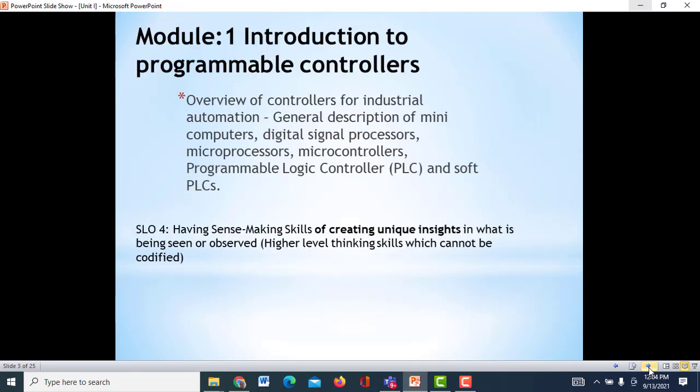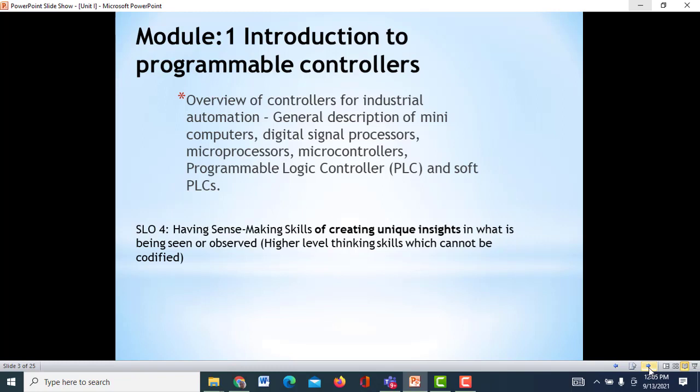So coming to module number 1, it is about programmable controllers, an introduction to programmable controllers. What are all the controllers that are available in the industry for automation, and a general description of mini-computers, digital signal processors, microprocessors, microcontrollers, programmable logic controllers, and soft PLCs. And in this unit, the SLO that is being covered, SLO is nothing but student learning outcome, is having sense making skills of creating unique insights in what is being seen or observed.